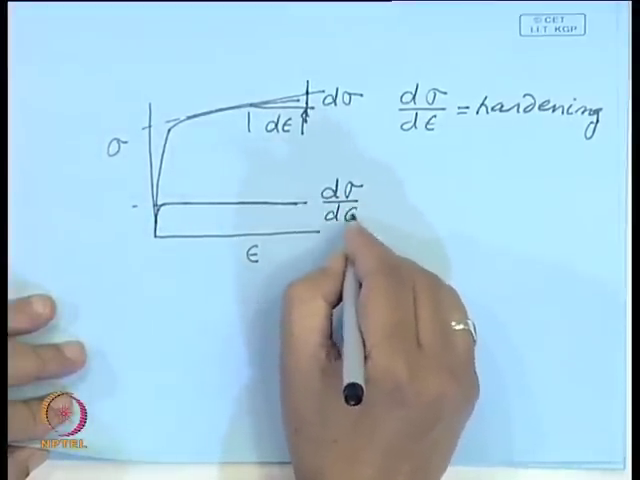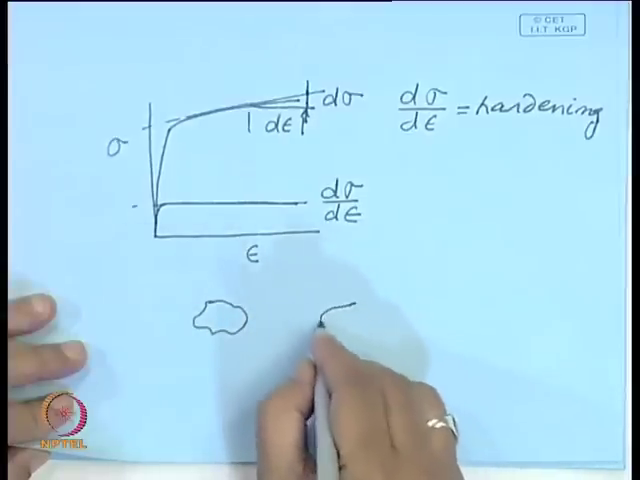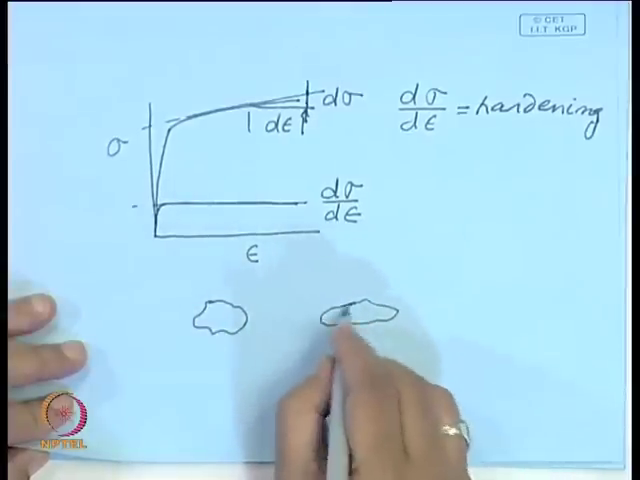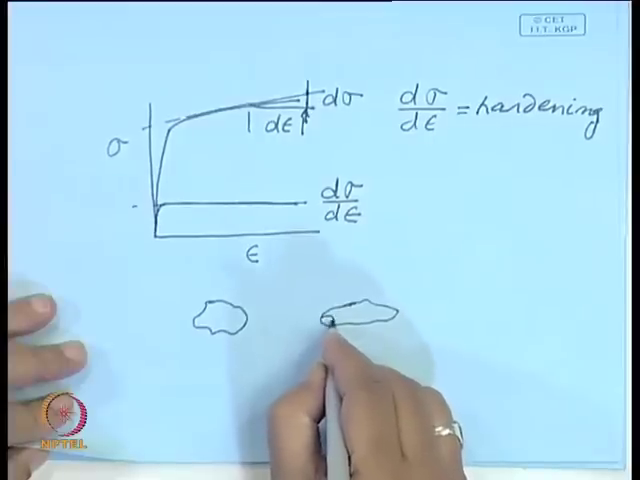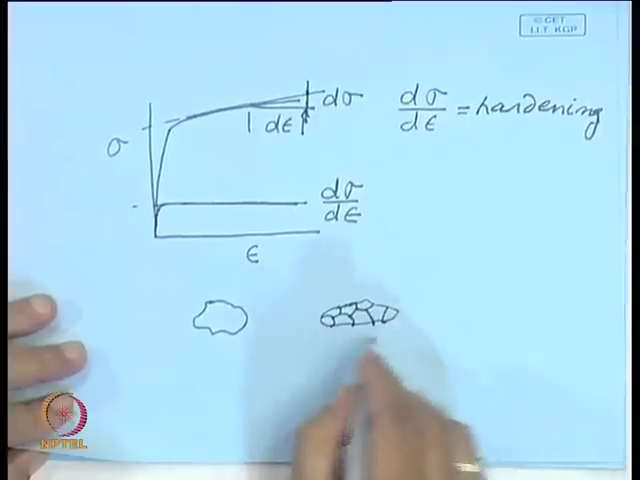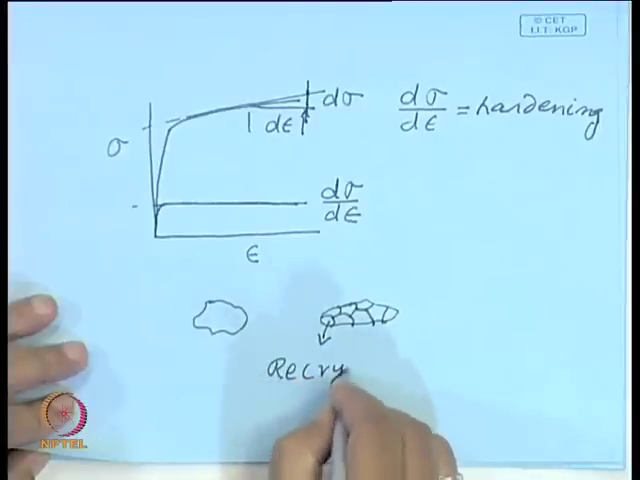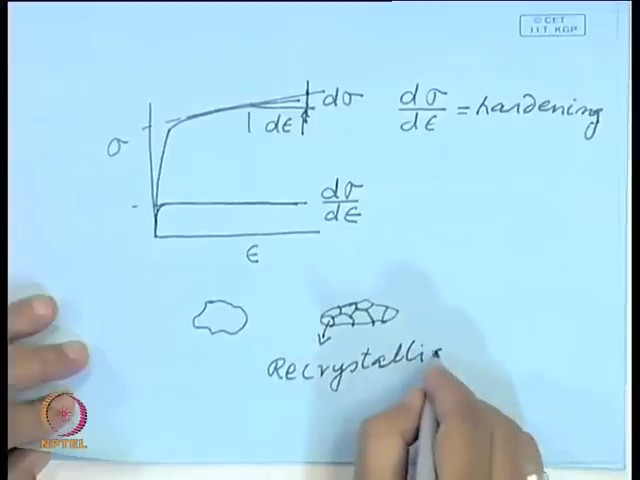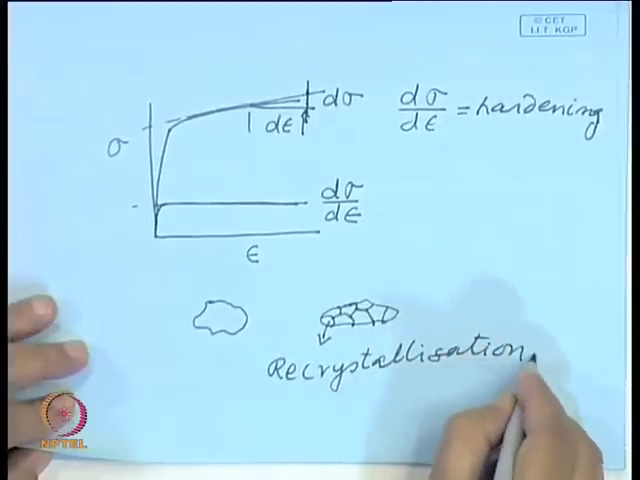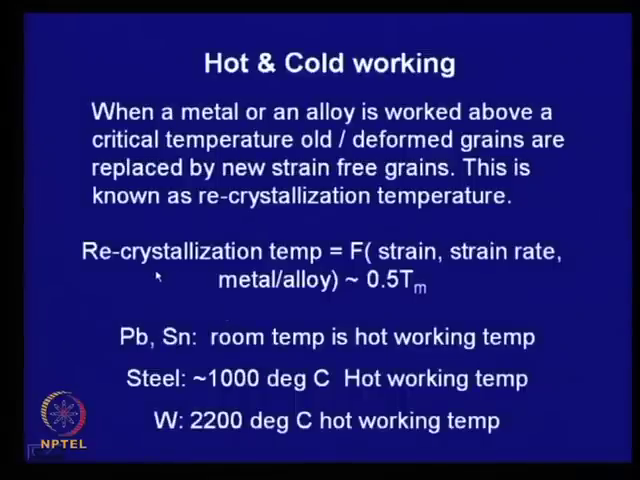So, what is happening? As you deform a grain, it gets deformed, but at high temperature, because of the deformation, fresh grains nucleate, and these are replaced by new strain free grains. And this process is known as recrystallization. Recrystallization happens at a particular temperature.